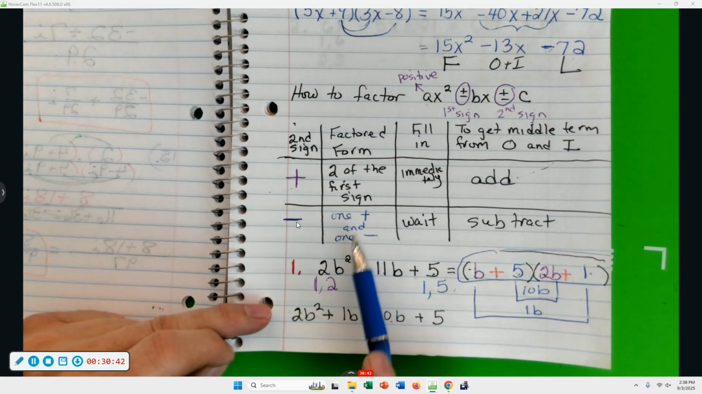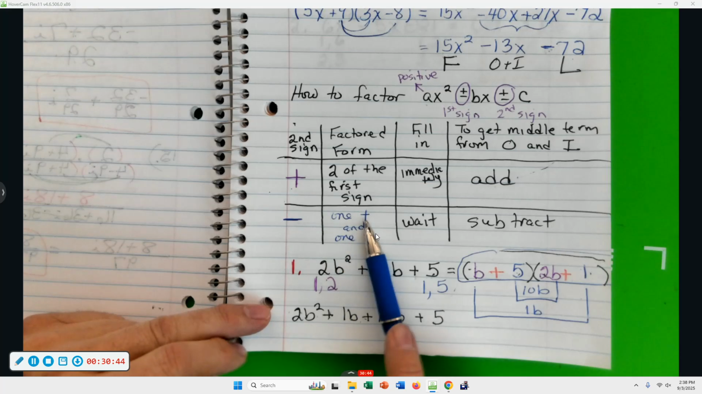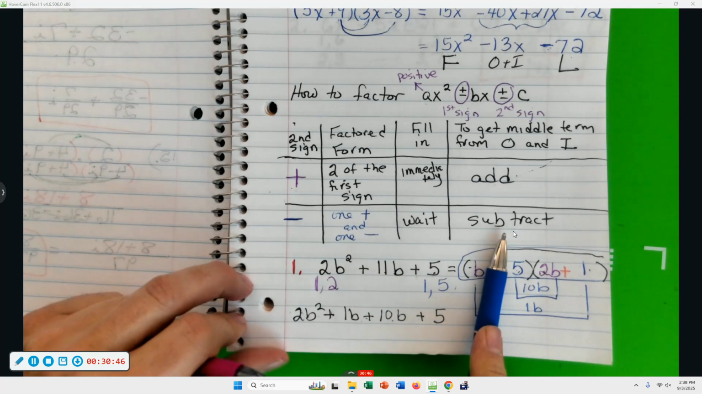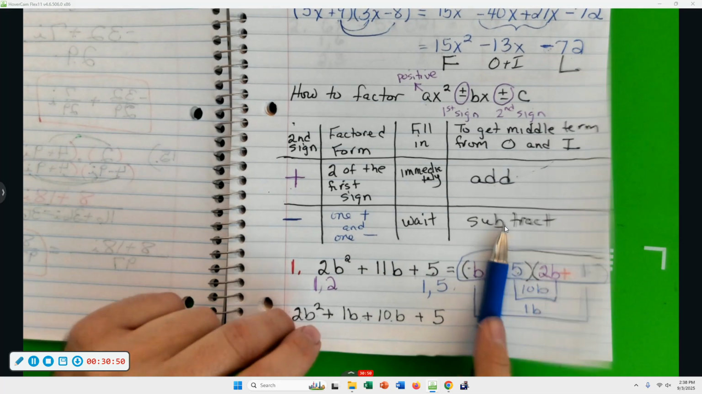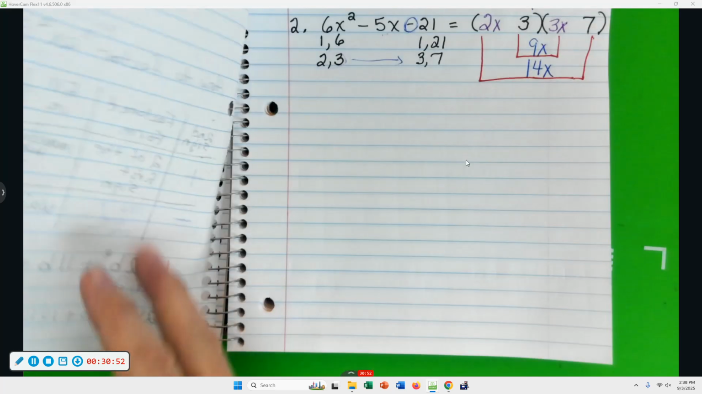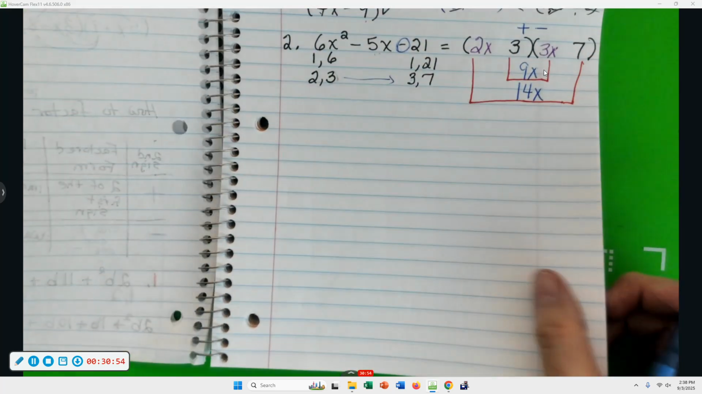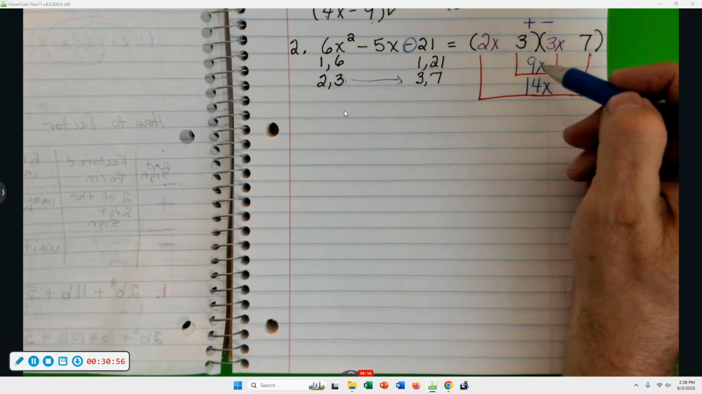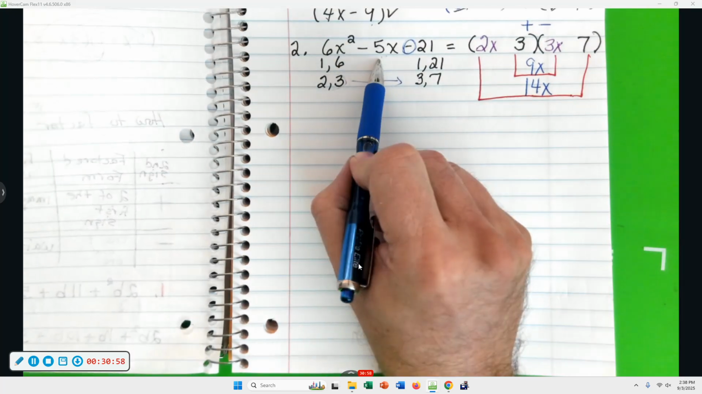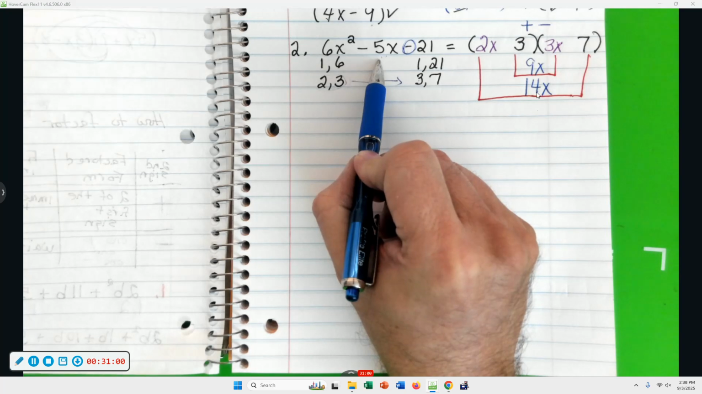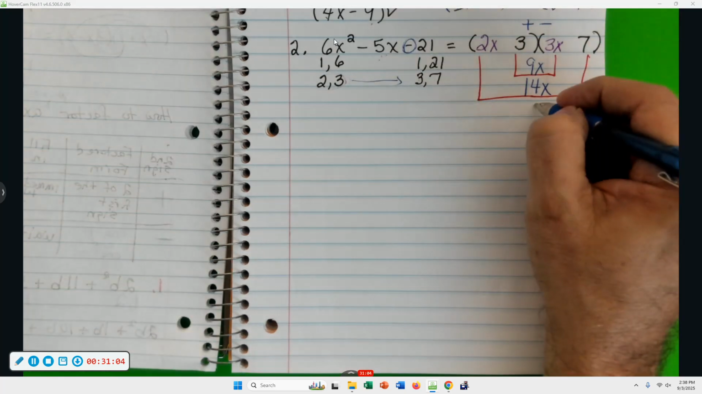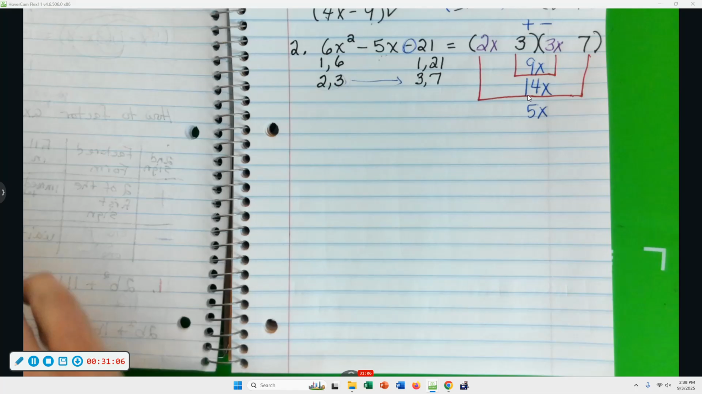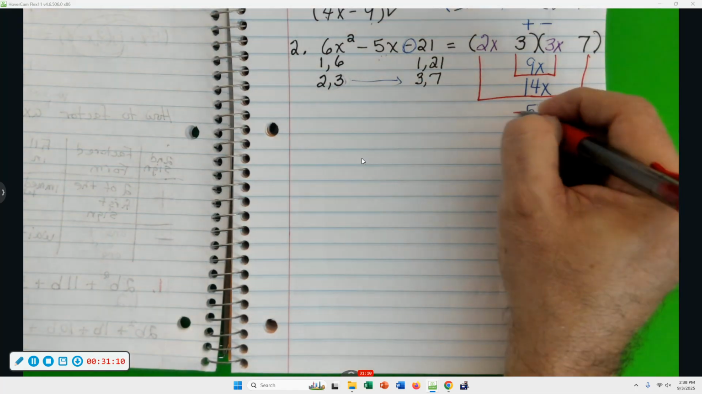Okay, we got one plus and one minus that we're going to have to put in. Can I subtract my outer and inner terms to get that middle term? If I subtract 14 and 9, will that give me 5? I think it will. Yes. 14 minus 9 is 5, but I need a negative 5x. So it's up to you to make it work out. You need a negative 5x.